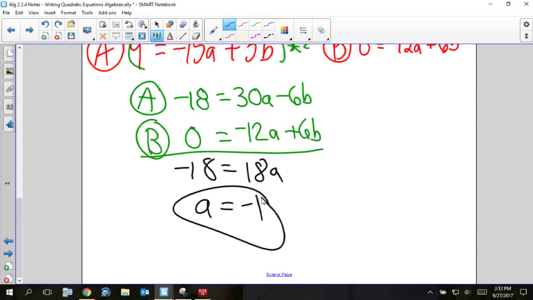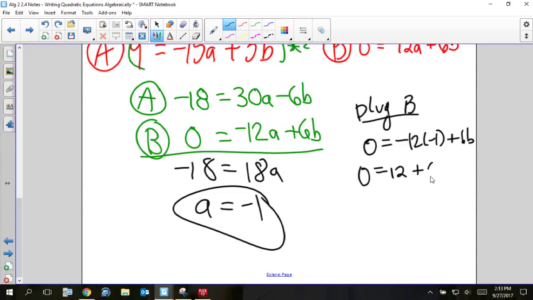So from here, I got A as -1. Where am I going to put that? Plug it into A or B. And I think I'm going to do B because it has a 0. That looks easy to me, but you can really do whatever you want. So 0 equals -12 times 1 plus 60. So I got B is -2.